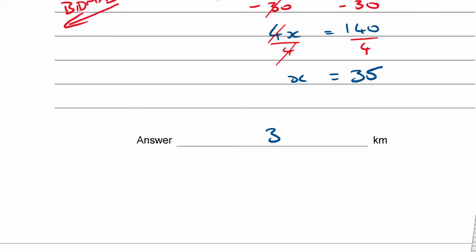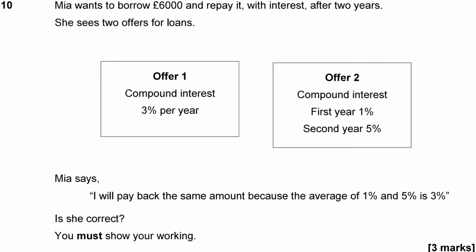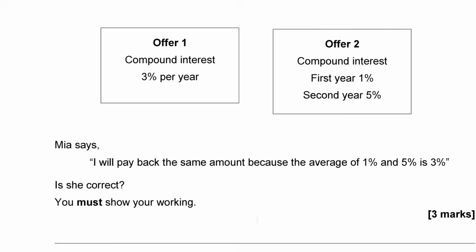It's 35. Question 10. Mia wants to borrow £6,000 and repay it with interest after 2 years. She sees two offers for loans. Offer 1 is compound interest at 3% per year, and offer 2 is compound interest, first year 1%, second year 5%. Mia says, I will pay back the same amount because the average of 1% and 5% is 3%. Is she correct? You must show your working.